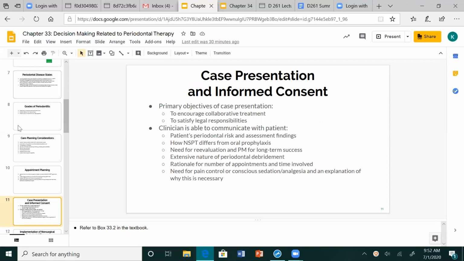Okay, case presentation and informed consent. This is huge. Letting the patient understand that there are risks when we do non-surgical periodontal therapy. They can have increased sensitivity. When you remove all that calc, we might get some recession, which is what we want. They're going to need to come more often for long-term success, like every 3 to 4 months, like we know. And periodontal debridement is an extensive procedure. There's going to be a lot of pressure and a lot of noises, and it takes a little longer.